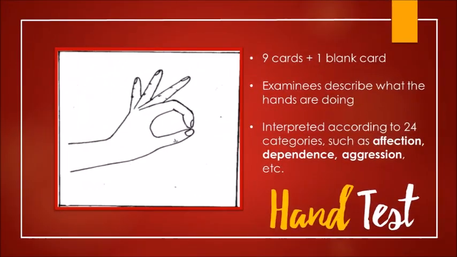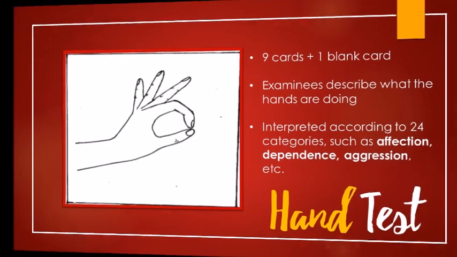And then we have the Hand Test, which is also an example of a projective method that uses pictures as projective stimuli. So the Hand Test consists of 9 cards and 1 blank card. And in each card, there's a picture of a hand doing some sort of gesture. And the examinees would have to describe what the hands are doing. It is interpreted according to 24 categories such as affection, dependence, aggression, and others.